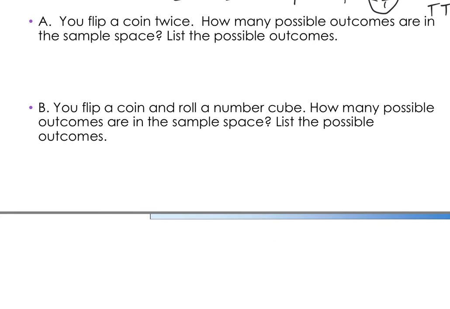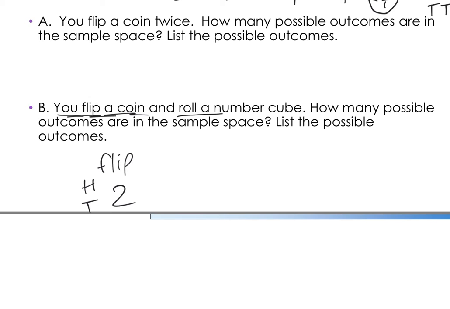Okay, in B, you flip a coin and roll a number cube. How many possible outcomes are in the sample space? List the possible outcomes, okay? So we're going to take it one event at a time, okay? You flip a coin. So in our flip, what is the size of our sample space? How many things can happen when we flip a coin? 2 things, right? It can either land on heads or tails, right? So we have a sample space of 2.